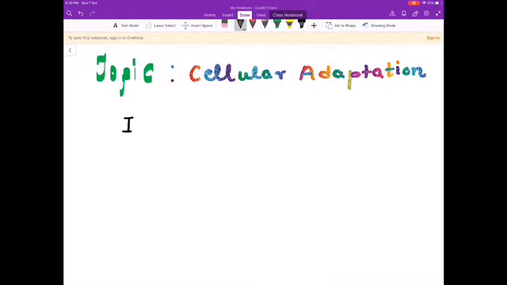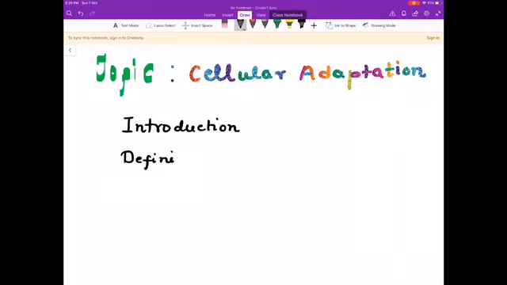Our today's topic is cellular adaptation, in which we will be covering the introduction to the topic, followed by its definition, which we will be taking only from 10th edition of Robbins. Then we'll see what are the different types of cellular adaptations.